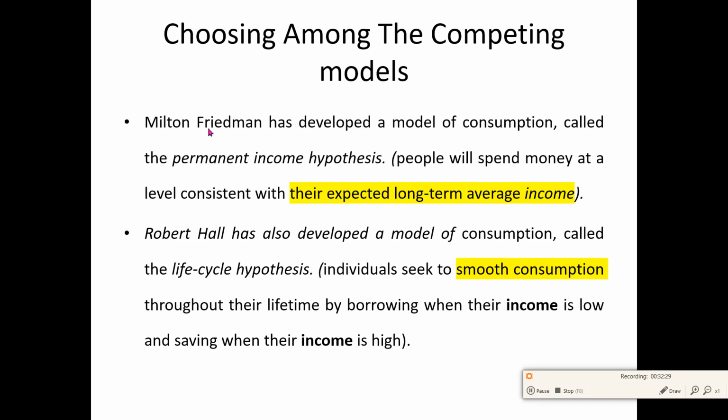Those of you who are not aware of the Friedman hypothesis, or the permanent income hypothesis, it simply says that people will spend money at a level consistent with their expected long-term average income, right? Whatever a person expects to earn in the long term, on average, his consumption will be in accordance with that expectation. Whereas the life cycle hypothesis says that a person seeks to smooth consumption throughout their lifetime, right? If at a given moment my income is low, I'm going to borrow, and if my income in a given period is high, then I'm going to save. So these two types of theories exist to explain the relationship between consumption and income.